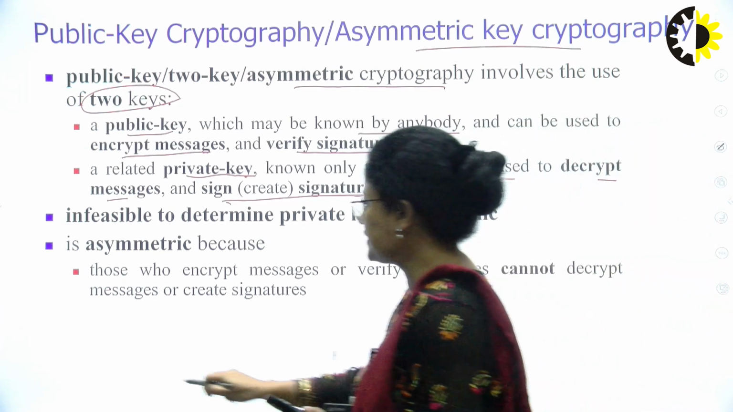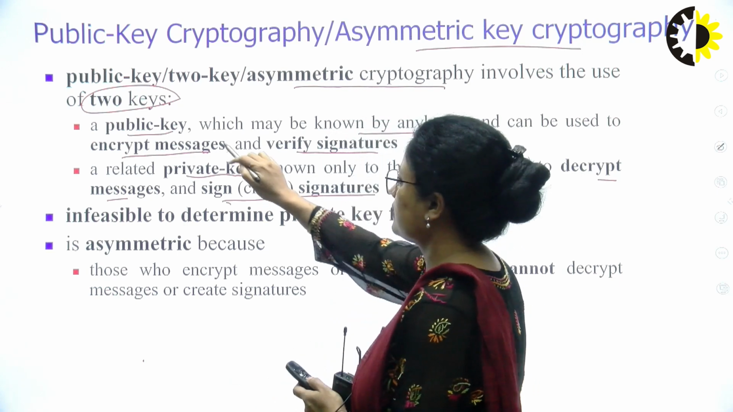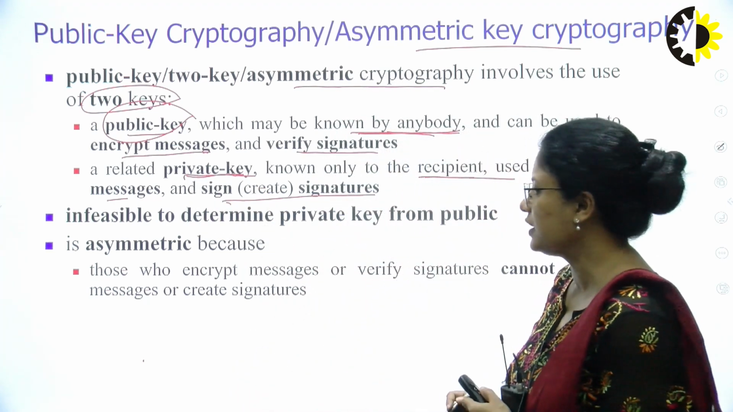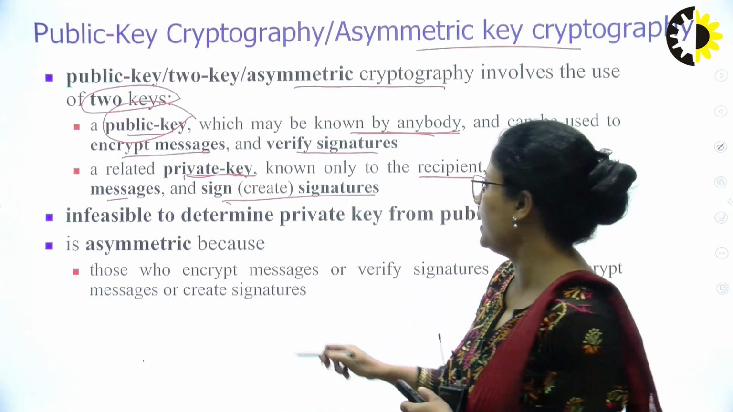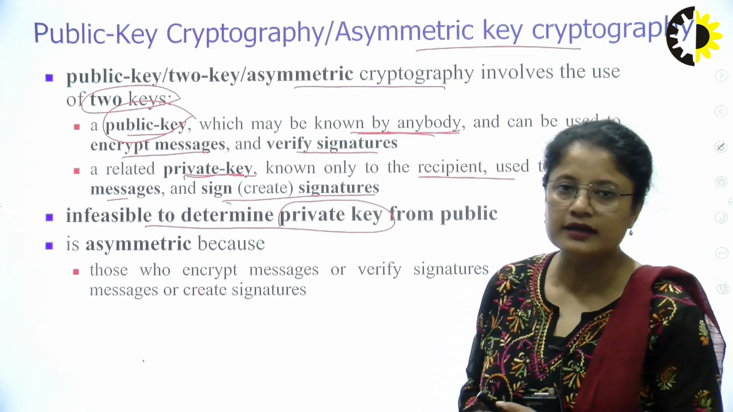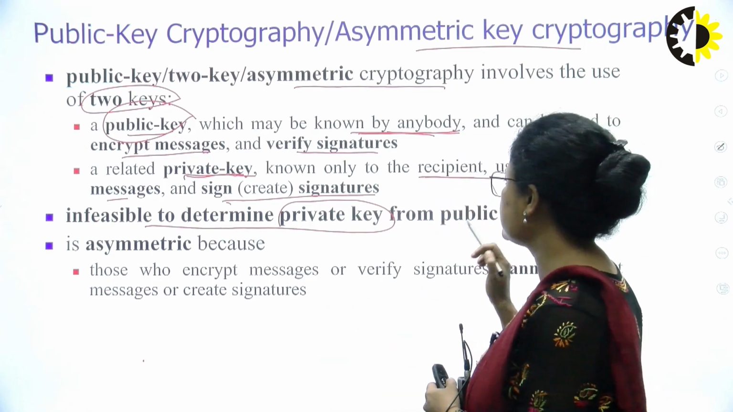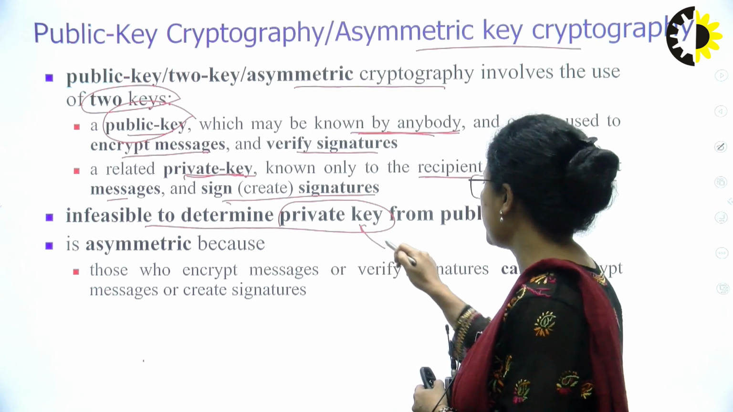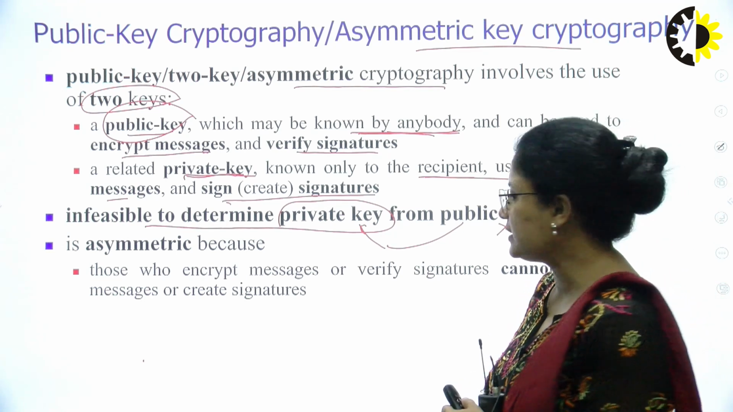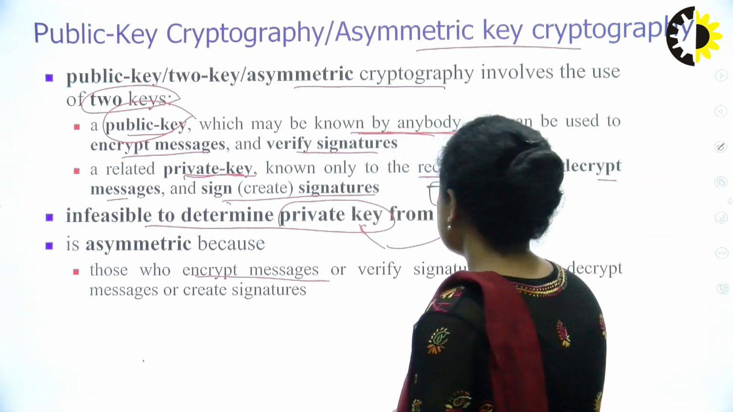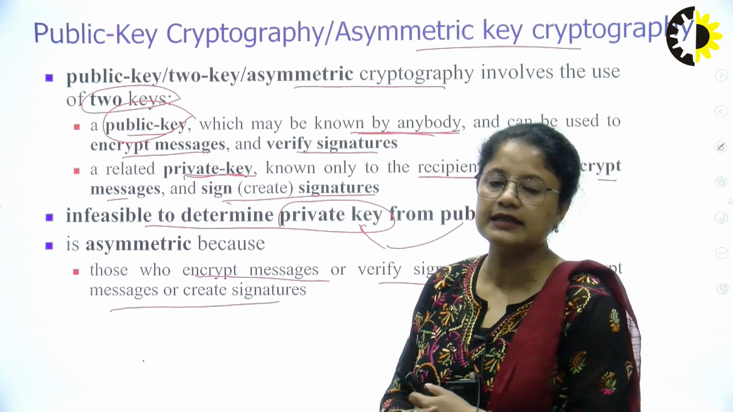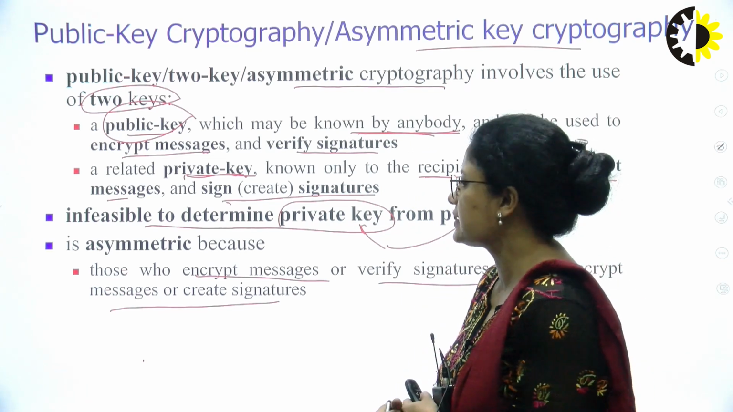And the characteristics about these two keys is that public key is known to everyone in the network and private key is known only to that particular unit, and we choose the keys in such a way that the key which is private is not at all possible to be known by others in the network. It will be totally private, and it is impossible to determine the private key from the public key. This is not possible. Now, why do we call it asymmetric? We call it asymmetric because whoever encrypts the messages or verifies the signatures cannot do the vice versa, or cannot decrypt the message or create the signatures, and hence we call it asymmetric.